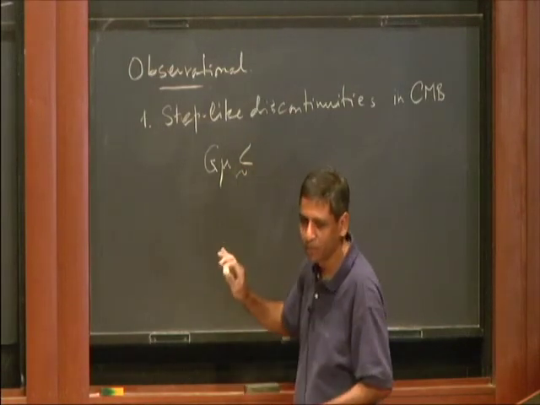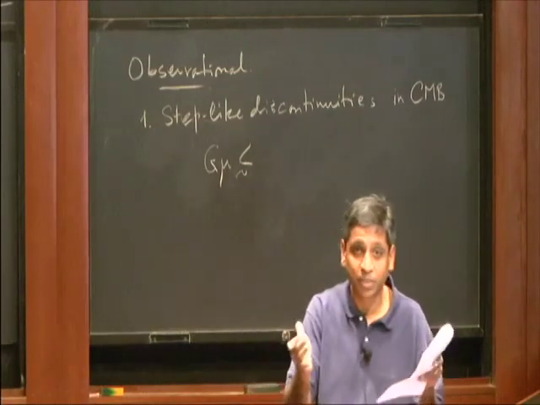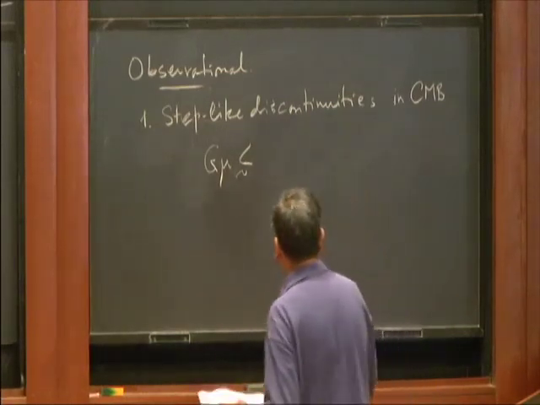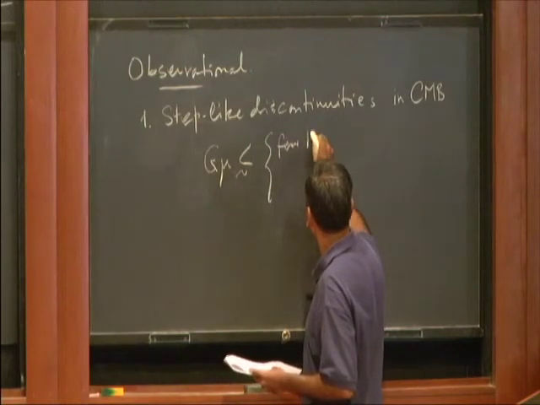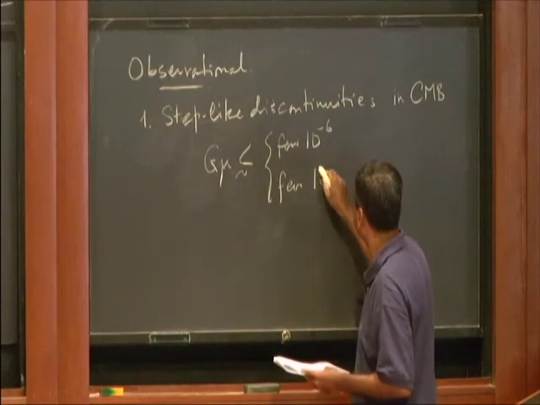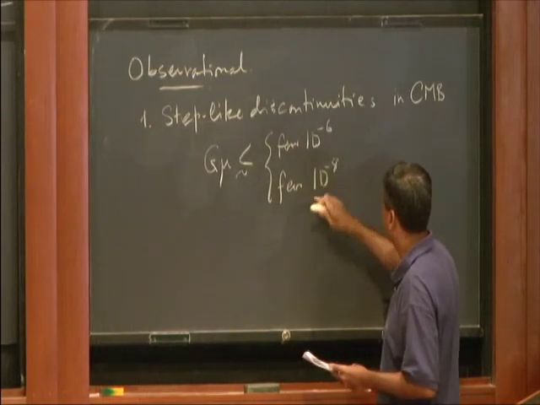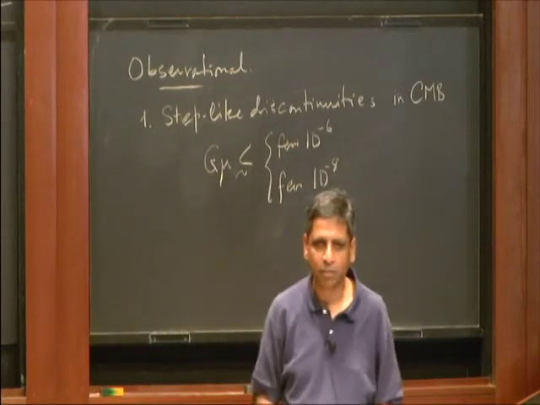so again, now the signatures depend on the model that you assume for the strings. So two different groups give you two different constraints. One gives you a few times 10 to the minus 6 and a few times 10 to the minus 8.